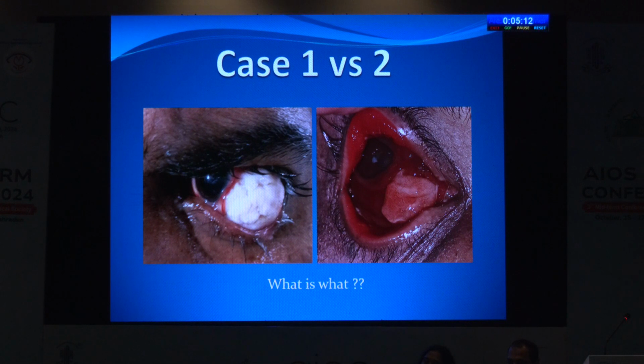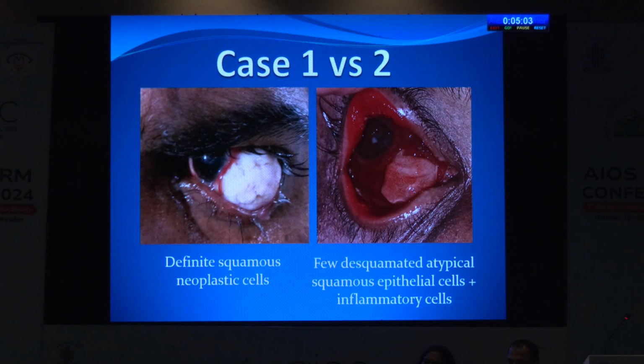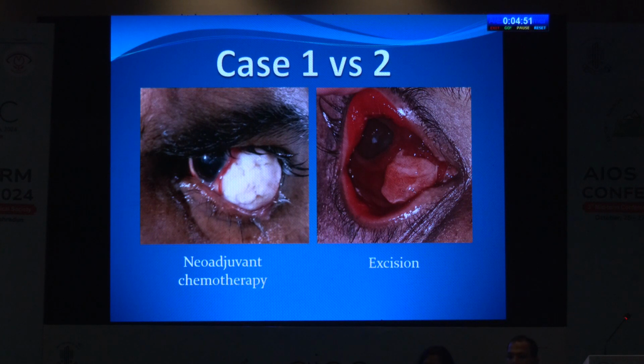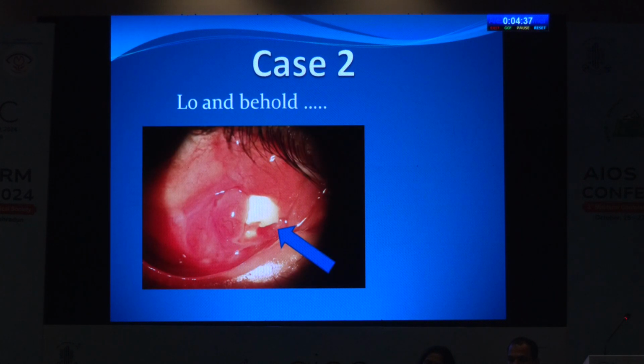The first case was a definite OSSN in a xeroderma pigmentosa patient, whereas the second one very much looked like an OSSN case. So we did an impression cytology. The first one showed definite neoplastic cells. The other patient showed desquamated atypical cells and inflammatory cells, but it was not conclusive. So we went ahead, first case, we gave neoadjuvant chemo for reduction since MRI showed invasion of the lateral rectus insertion. And in the second case, we went ahead with an excision biopsy of whatever visible tumor was there.